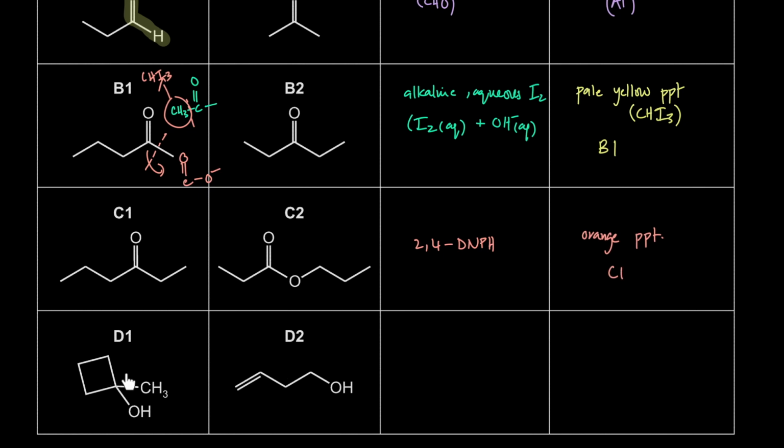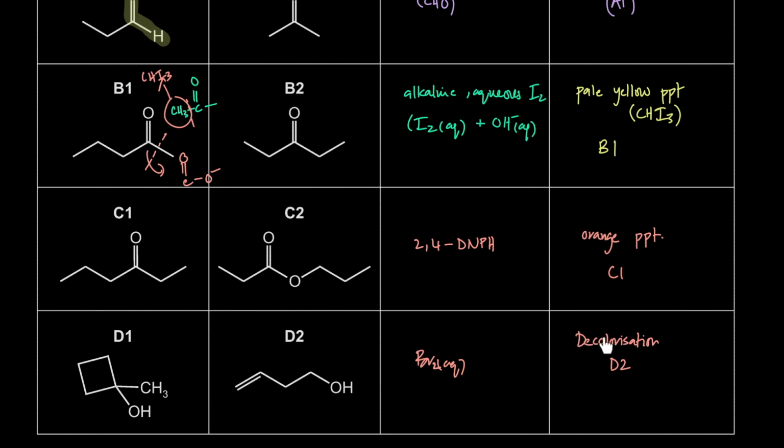And then lastly, we have D1 and D2. How can we distinguish between these two? One test that immediately comes to mind when we see a carbon-carbon double bond is the use of aqueous bromine. We can use aqueous bromine to distinguish between these two compounds, because alkenes undergo electrophilic addition when they react with bromine. So the observation would be decolorization of aqueous bromine, and that would be observed with compound D2.